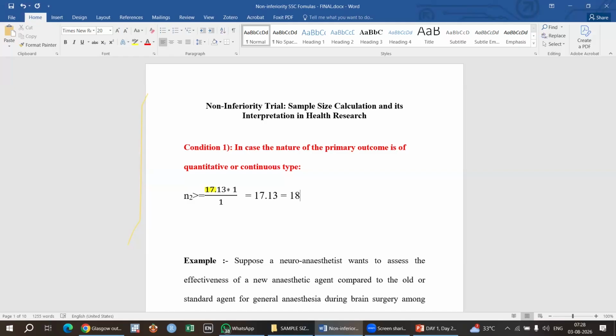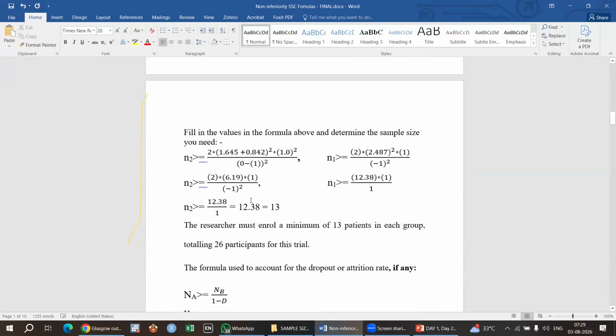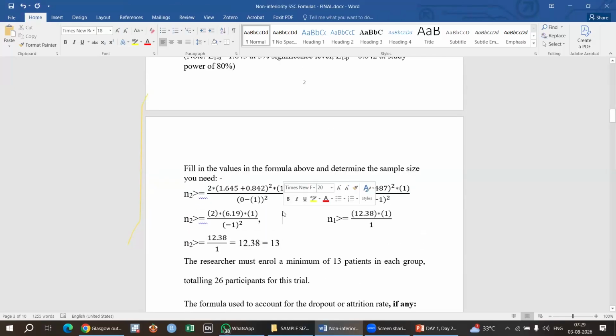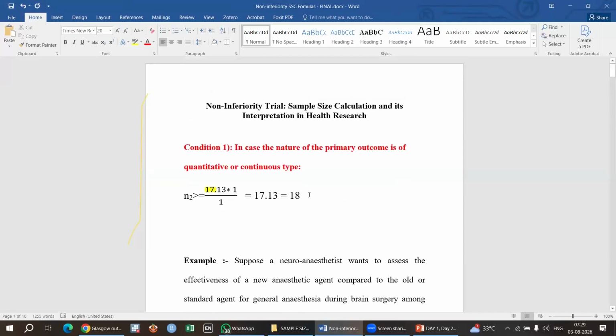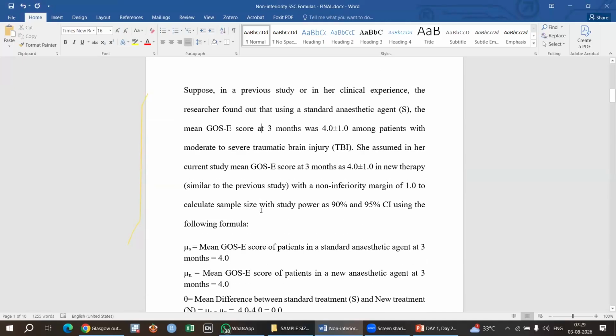But we have to understand from where we take this delta, this SD or sigma, or the mean difference. We have to do the calculation. This is very simple. Go to next. If you have any question, you can ask me. So in this one it came 13. Why did it come 13, and why have we done it with 18? Can anybody tell me? Yes. 80% power was used in this case, so it came 13.